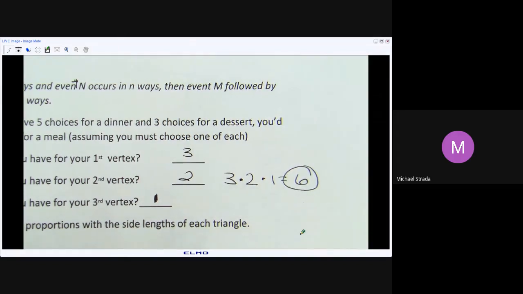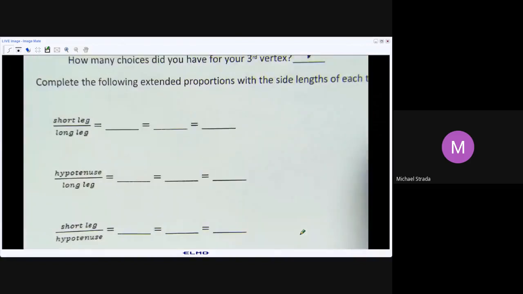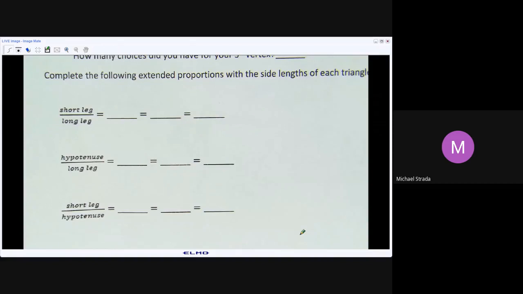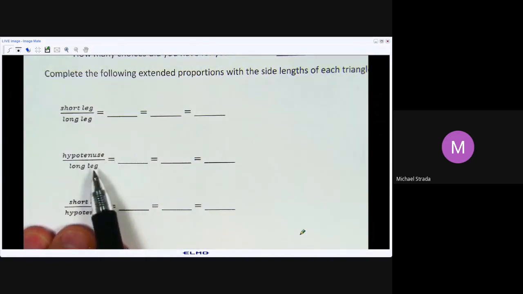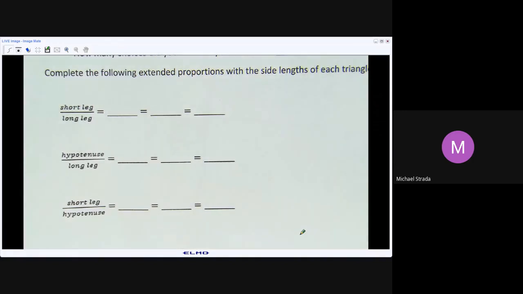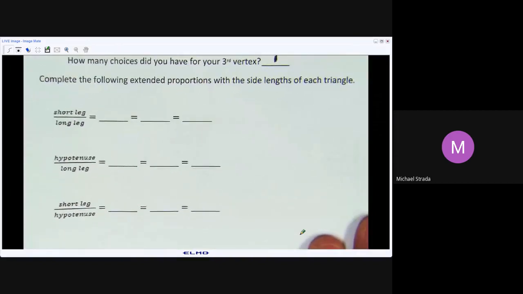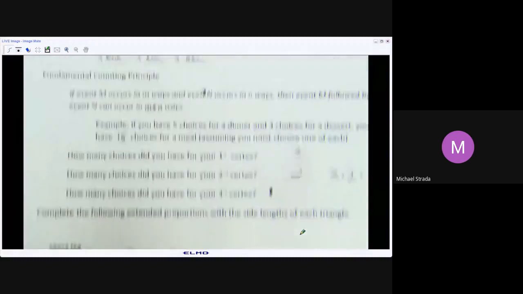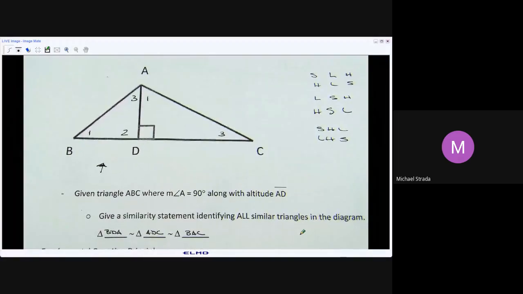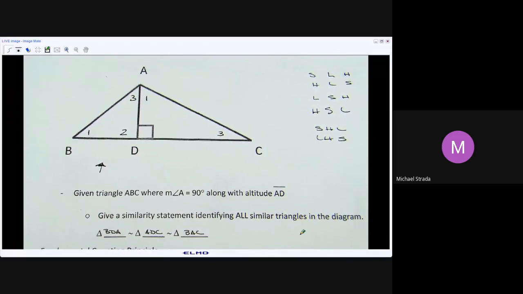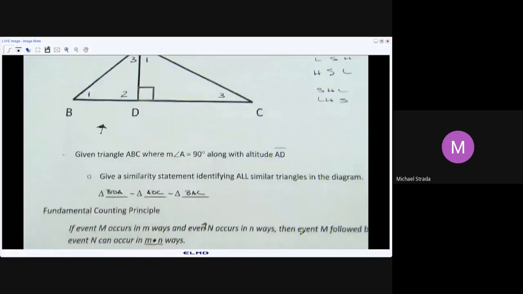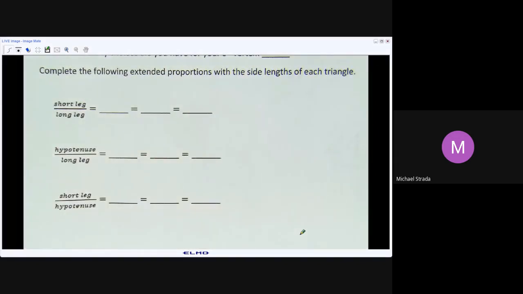Everybody good? All right, so here's what I wanted you to do. Take a few minutes. Complete the following extended proportions with the side lengths of each triangle. First one would be short leg over long leg. Next one would be hypotenuse over long leg. Last one would be short leg over hypotenuse. All right, so use that diagram. If you are struggling because triangle ABD is isosceles, you can redraw it to scale if you'd like.